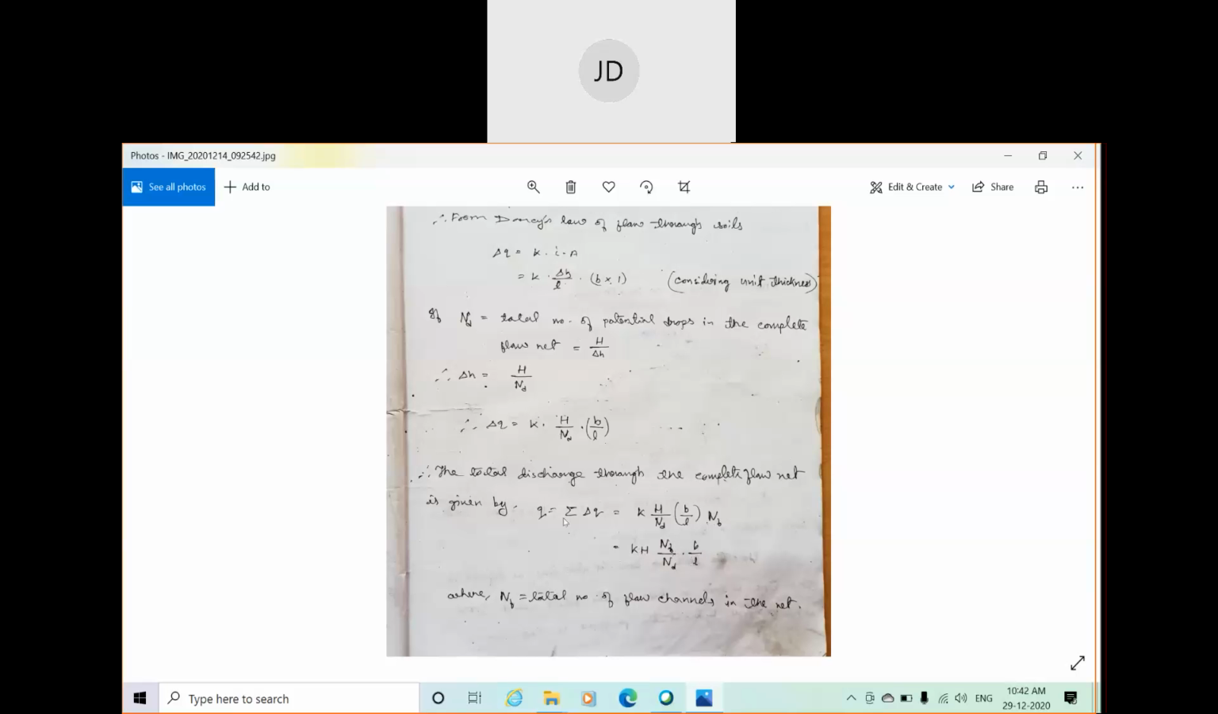So finally, and this is a very important formula, even for your competitive exam, you have to remember that the total discharge Q is equal to KH NF by ND. K is your coefficient of permeability, H is your total head difference between upstream and downstream, NF is your total number of flow channels, ND is your number of potential drops. This is a very important formula. Q is equal to KH NF by ND.